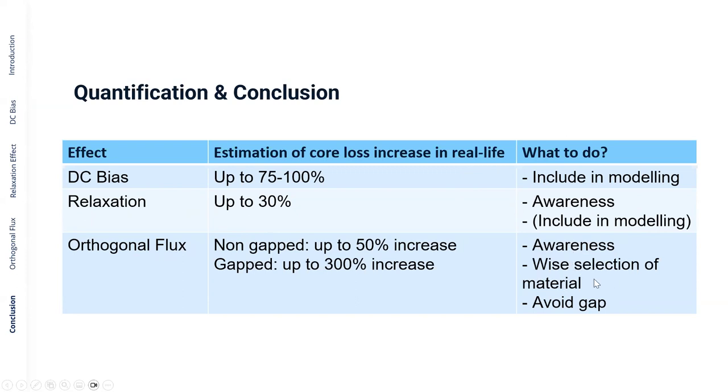You should have a wise selection of material, which doesn't mean you should not use amorphous or nanocrystalline materials, but you should use them when this effect is not super dominant. And I think you should also avoid a gap, and that's something researchers are working on. In order to avoid a gap, they try to reduce the μr, the relative permeability of this material, because people are aware that a gap in these kinds of materials is problematic.